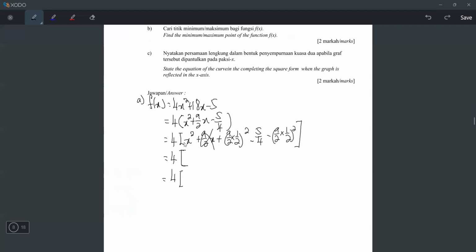Jangan tengok yang ni kan. You will cover this. You will cover this. Jangan tengok. And then write bracket square. And then you will write what here? You will write x here. And then this one I already say jangan tengok.